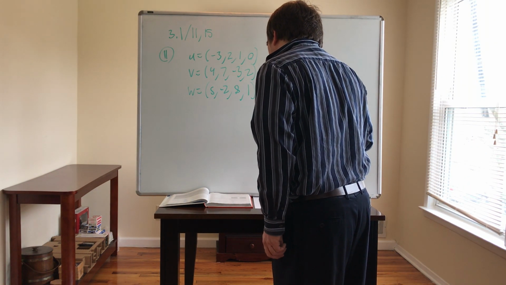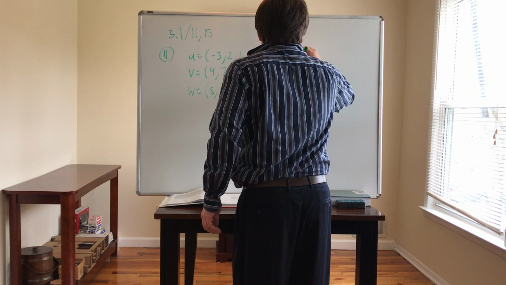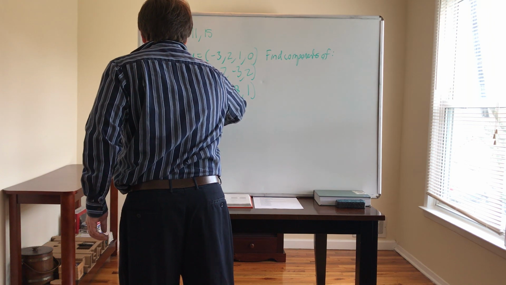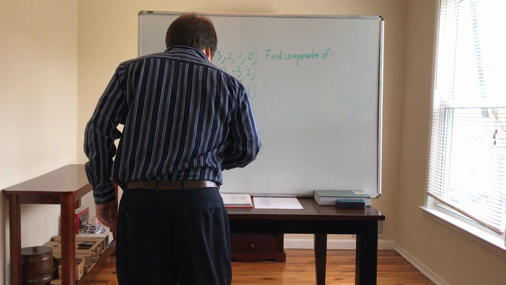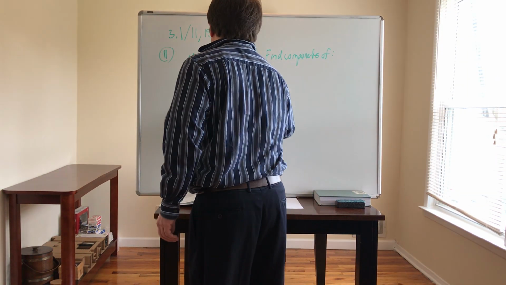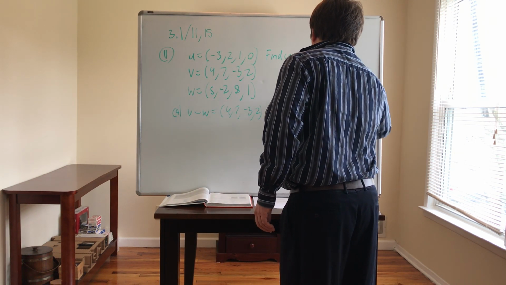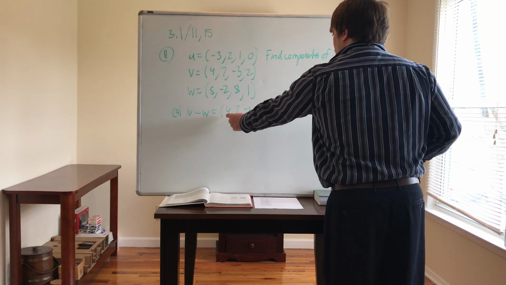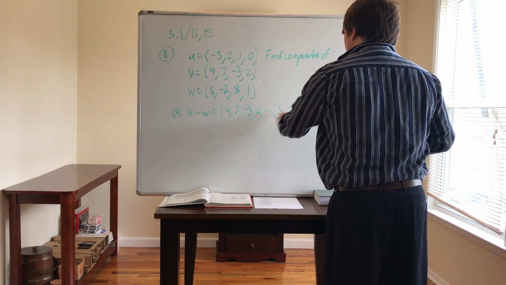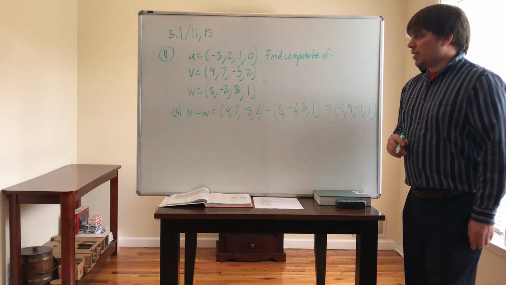And so in 11, we have to find the components of each vector, right? So the problem is find the components of. And so in part A, the vector we want to find the components of is the vector v minus w. Okay, so v minus w is just the vector v minus w. Okay, and so if you subtract the corresponding components, 4 minus 5 is -1, 7 minus -2 is 9, -3 minus 8 is -11, and 2 minus 1 is 1. Okay, so that's A.